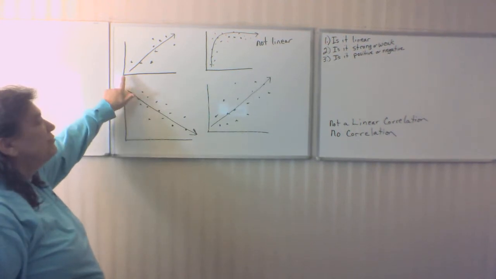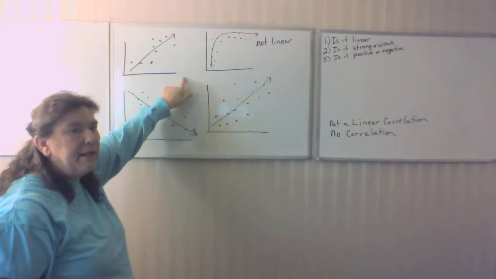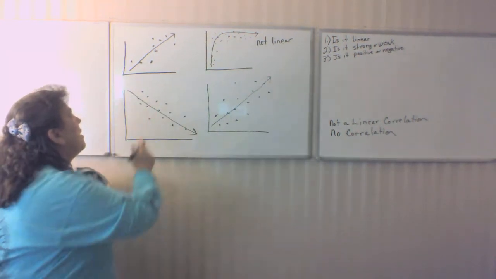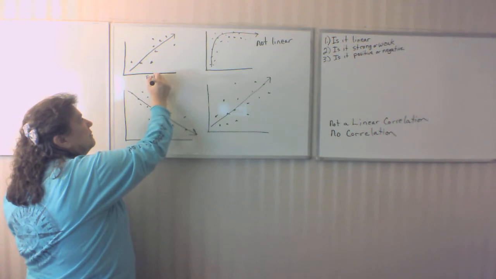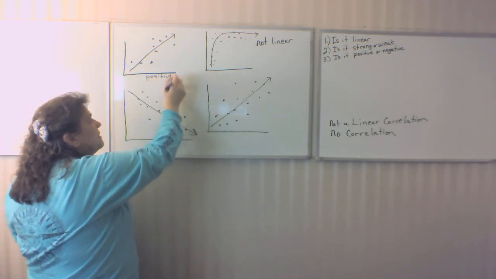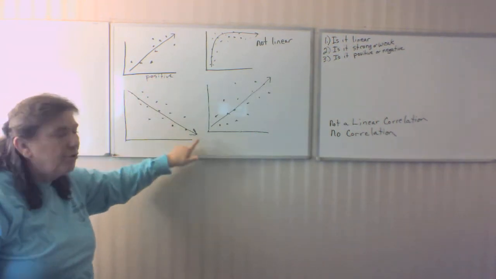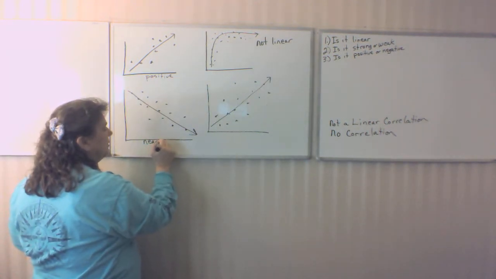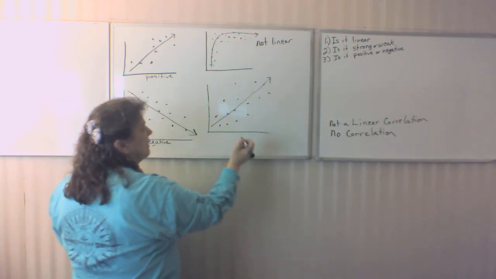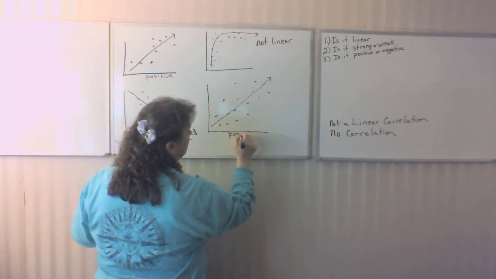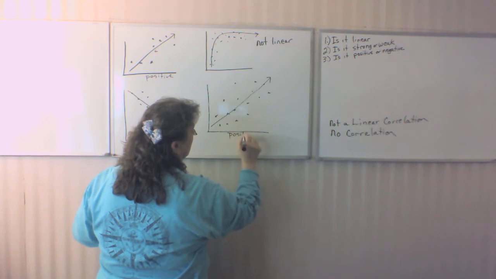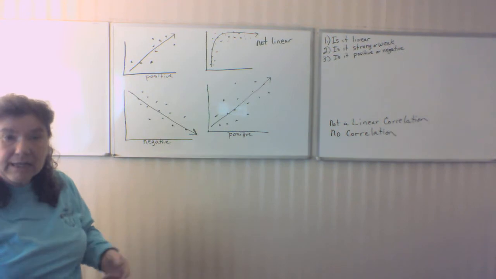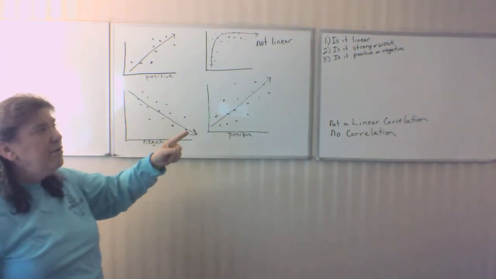Is it positive or negative? If as you move from left to right, it is increasing or going uphill, it is positive. So this one is positive. This one down here, it's decreasing or going downhill. So this one is negative. This one again is positive. So, is it positive? Is it negative? Is it strong or weak?